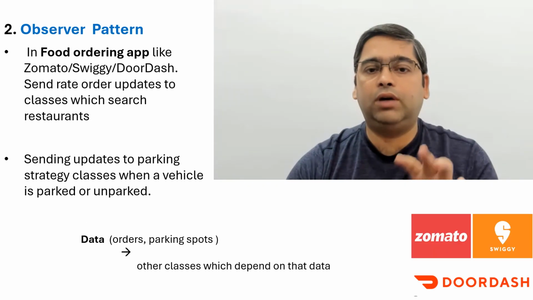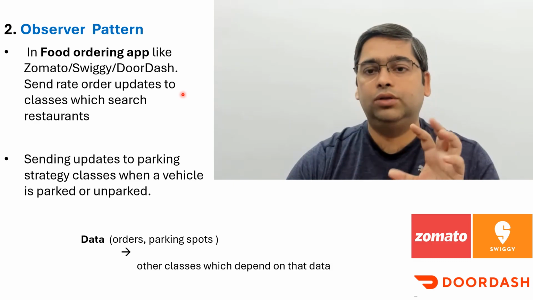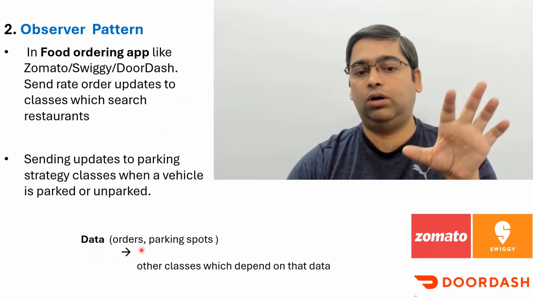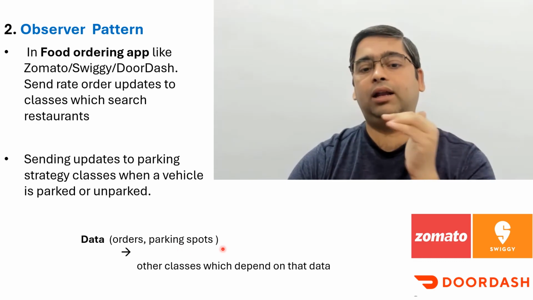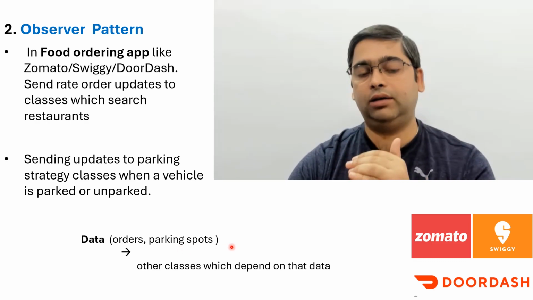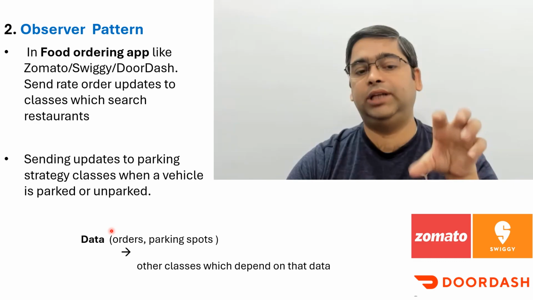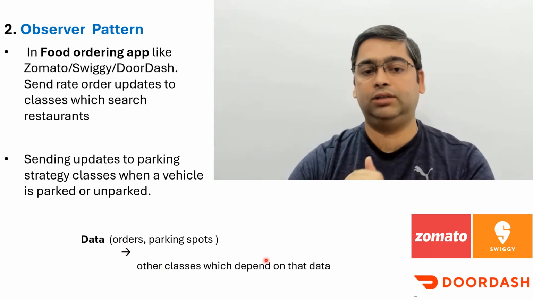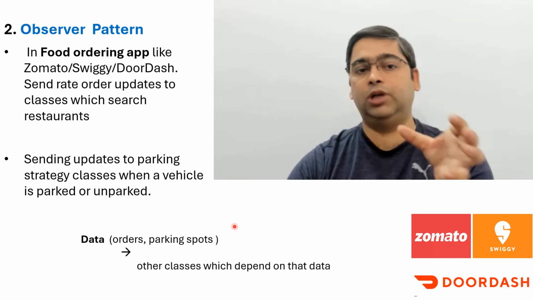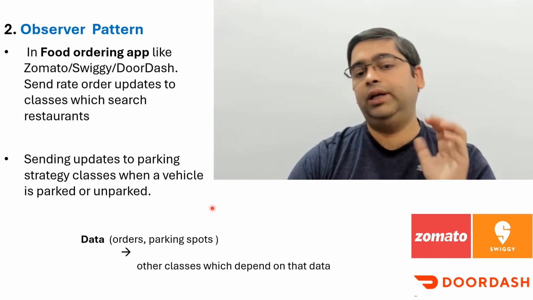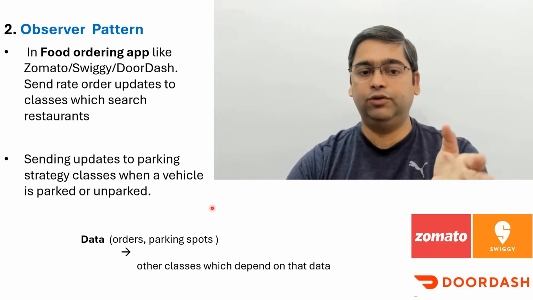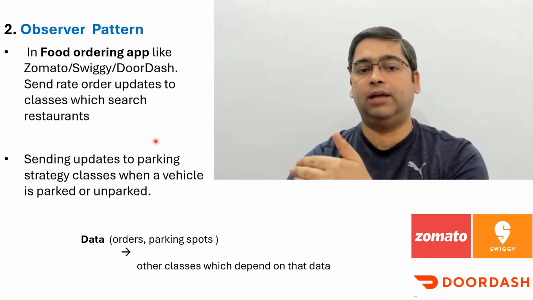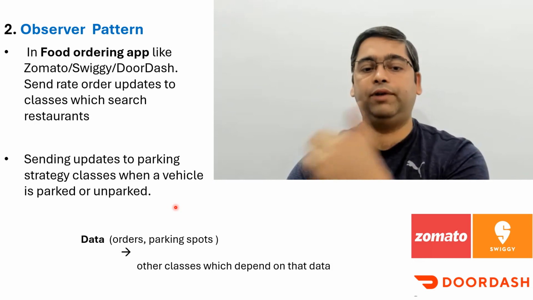Next pattern in our list is the observer design pattern. The observer pattern is used whenever we have data, something like orders or parking spots, and then there are other classes which depend on that data. So whenever there is some change in this data, updates need to be sent to these other classes. So this is where the observer pattern is used. In actual low-level design interviews, most of the time you will be using the observer pattern along with the strategy design pattern to send data to different strategy classes.